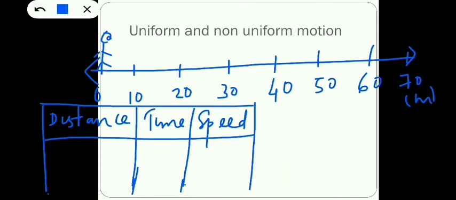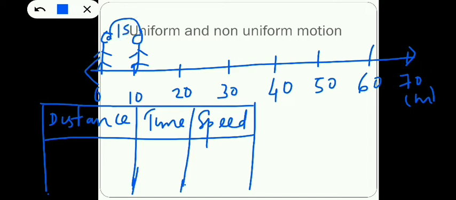Children, now let's consider this case. We have considered the same old boy and the same old number line which represents the distance covered by the boy in meter. Initially the boy is at 0, and after 1 second let the boy be here, that means at 10 meter distance after 1 second.